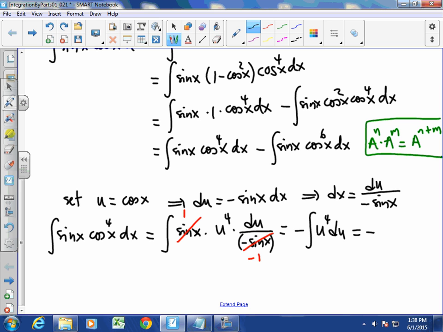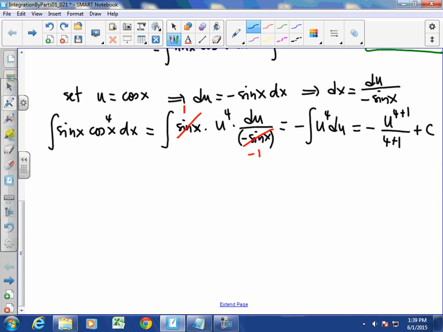And that is, by using the power rule for integration, u to the 4 plus 1 over 4 plus 1, plus constant. At this point, since we have two integrals, we don't really need a constant term. What about the other integral?